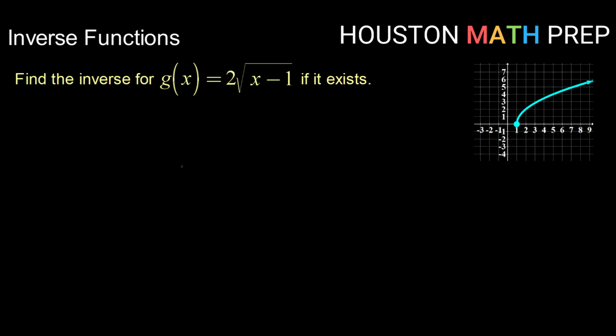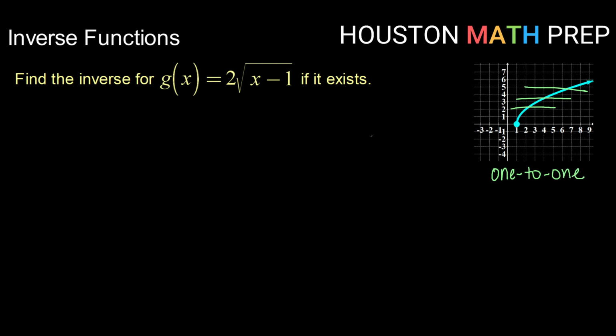Checking out this next one, find the inverse of g of x equals 2 times the square root of x minus 1 if it exists. So again, taking a look at our graph for 2 times the square root of x minus 1, we have this graph here. If I test out a bunch of horizontal lines, no matter where I graph them, they never touch my graph more than once. So this one is 1-to-1.